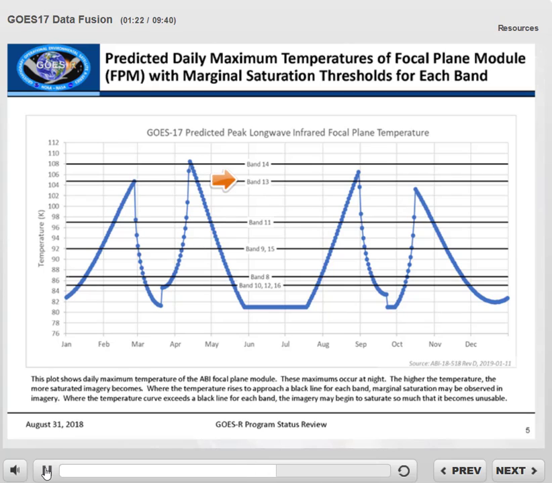Bands 13 and 14 at top are affected by the heating only during about a week of the year. Bands 10, 12, and 16 at the bottom will be affected for much longer. Weeks of data at each band are lost annually. The other infrared bands, 8, 9, 11, and 15, show outages in between the two extremes.